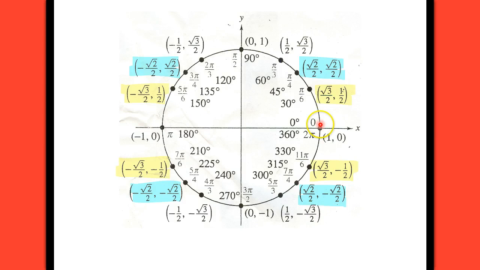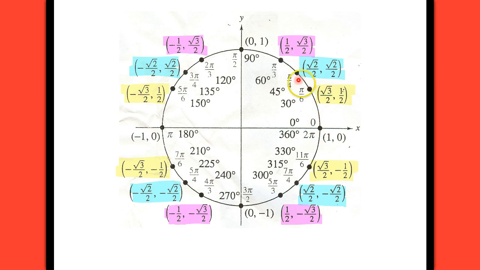We would notice something similar about 45 degrees. If I go 45 degrees away from the x-axis, the ordered pair that I get is square root of 2 over 2, square root of 2 over 2. And that's the same if I go 45 away into the second quadrant, or into the third quadrant, or into the fourth quadrant. Every radian measure that has a denominator of 4 has that same ordered pair. So pi over 4, 3 pi over 4, 5 pi over 4, and 7 pi over 4. All of those on my circle. All right?